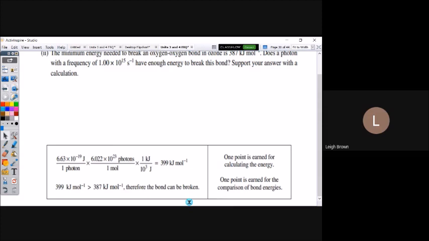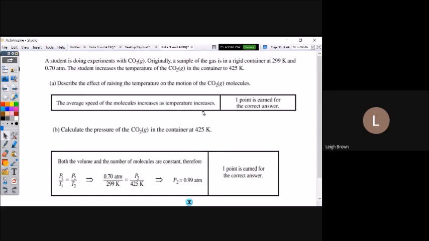Okay, the next question, Unit 3, also involved gases. And I just want to make sure, especially since this exam is changing, I thought this question would be fair game. It says the students are doing experiments with CO2, the sample of a gas is at 298 Kelvin and 0.7 atmospheres. The student increases the temperature of the container to 425 Kelvin. Describe the effect of raising temperature on the motion of the particles.